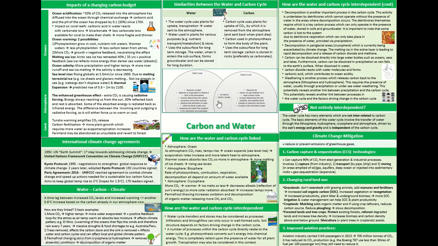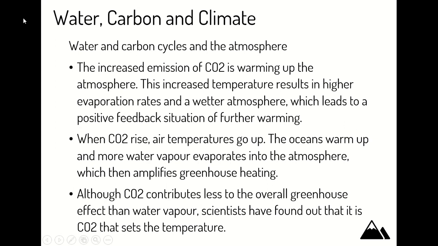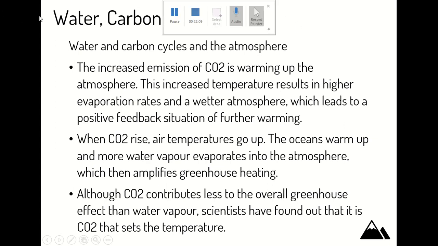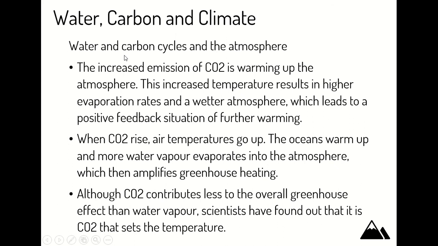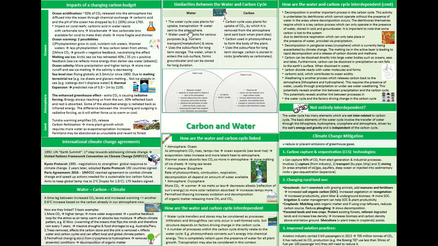So then we come on to, how do water and carbon affect climate? How are water and carbon interlinked? So it's all to do with the atmosphere, how that's warming temperatures, how that affects precipitation, the amount of carbon that's held in water, direct link there between the two. CO2 sets temperature more than other greenhouse gases, so that's really, really clear for you. So hopefully that's nice and simple on that slide for you.